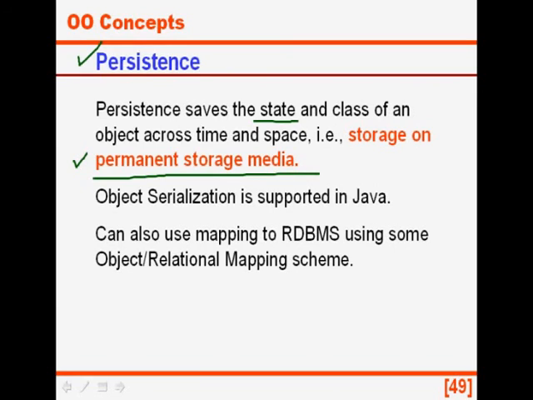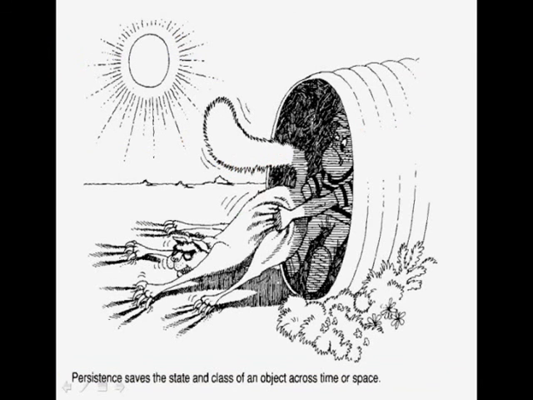There are different techniques allowed in different languages. Object serialization is supported in Java and in C# and many other languages. This also leads to different schemes of storing objects in a relational database management system using what are known as object relational mapping schemes. We are trying to store the cat in permanent storage here, a picture from the Grady Booch book.